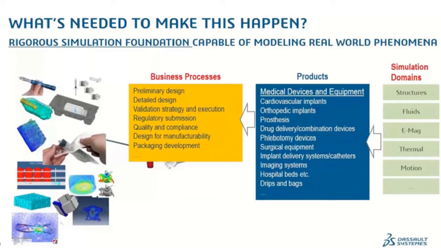Having worked with medical device engineers for many years, we know that the first step is access to a rigorous simulation foundation capable of modeling real-world phenomena. If we are to reduce reliance on physical testing, then we must rely on accurate and efficient simulation of the structural, fluidic, thermal, kinetic, and other phenomena these devices can undergo in their operating conditions. We can then apply these fundamental multiphysics simulation techniques to specific medical devices and equipment, such as drug delivery devices, imaging systems, cardiovascular implants, and so on. Doing so will help us across relevant business processes from device design through validation and quality and compliance. And the good news is that simulation from the source systems is already being used in the design and development of all sorts of medical devices, as we shall shortly see.